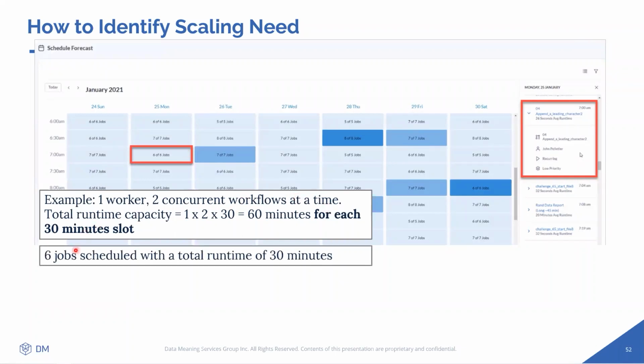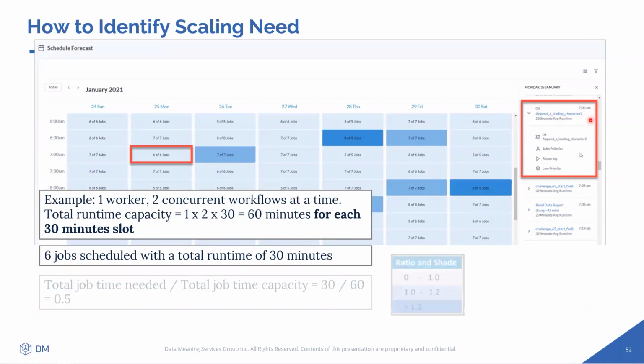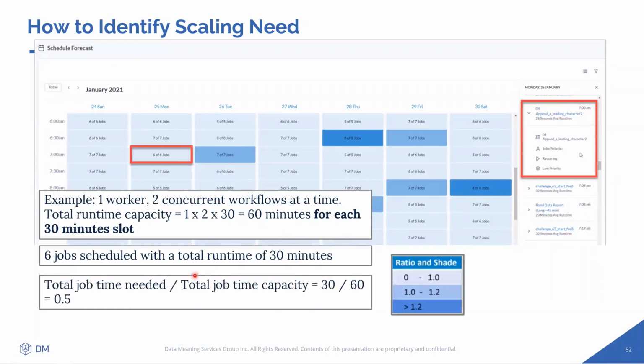If I have 6 workflows scheduled and a total runtime for those workflows of 30 minutes, and you can see the runtime here as well, then if we divide, we have the capacity of half being used. And the idea here is that you have this color-coded chart, and then you can start thinking about, for example, moving this job to another day or another time or another slot. So that's the whole idea here.